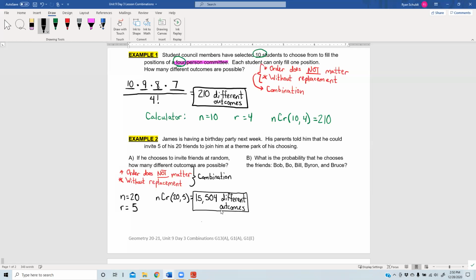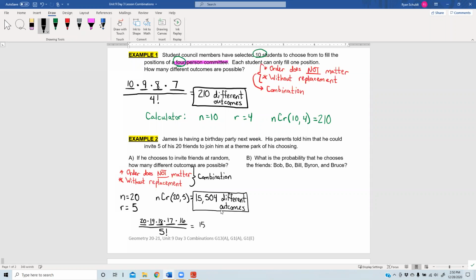Now, if you didn't want to use the calculator, you're like, wait a minute, let's do this by hand. Well, there's five people going, right? So draw five blanks. 1, 2, 3, 4, 5. For the first one, he can pick from 20. Then he only has 19, then 18, then 17, then 16. Multiply all these together. But then you've got to go back and divide by 5 factorial.